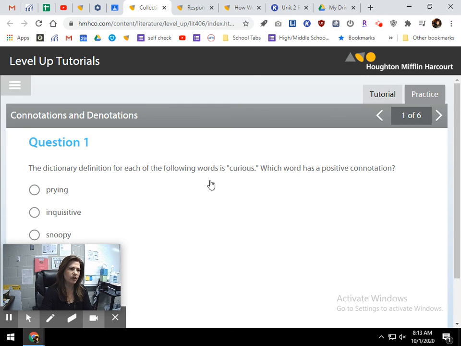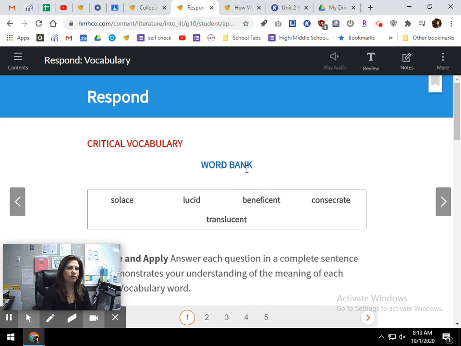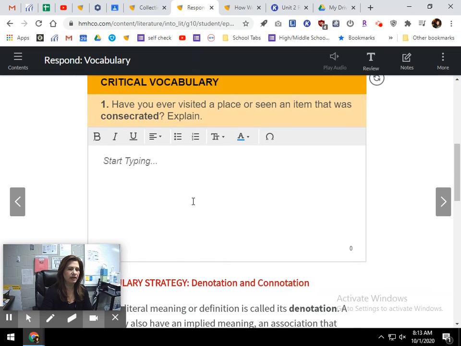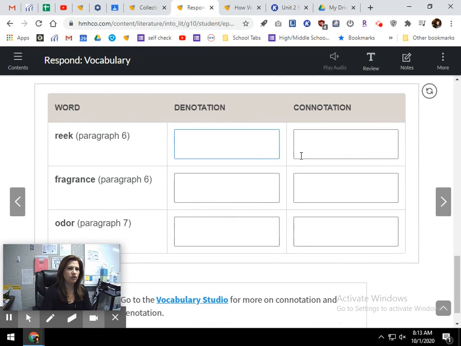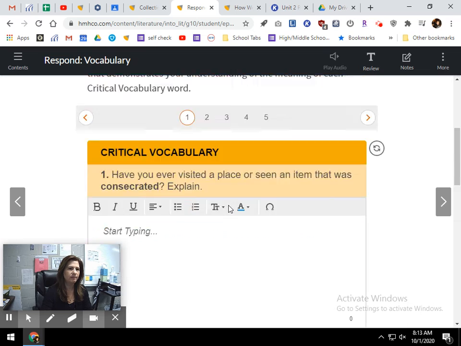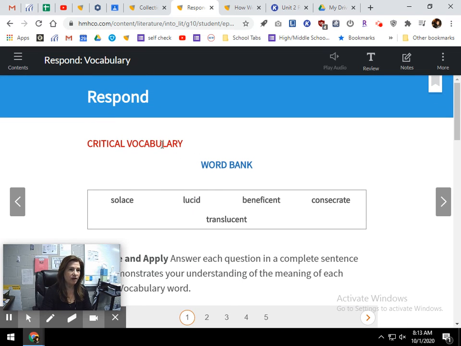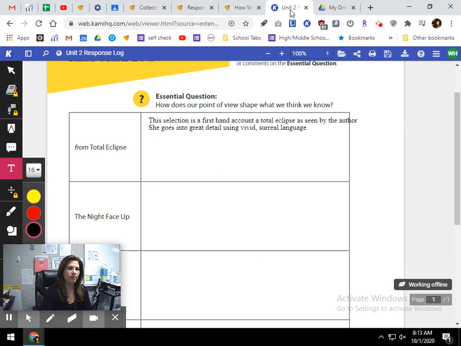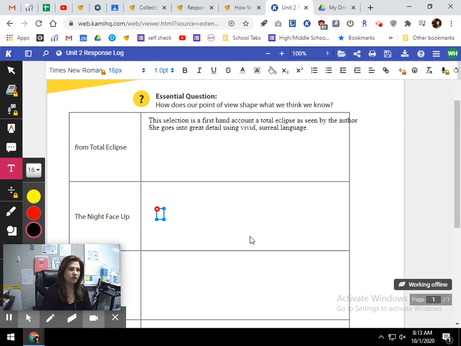So you do the Level Up tutorial. I would say it would take you less than 10 minutes. Then you're going to come back to your Respond vocabulary. You're going to answer these questions and fill in this chart with denotation and connotation. Remember, I may grade this. Make sure you do it. And then after that, you can go back to your response log and fill it in for the night.